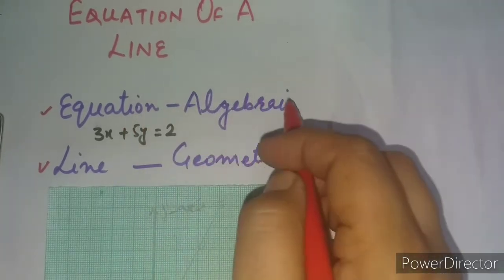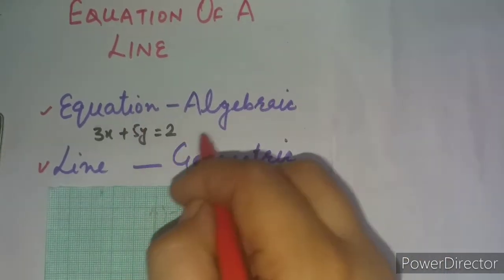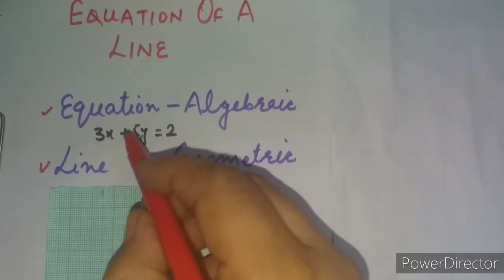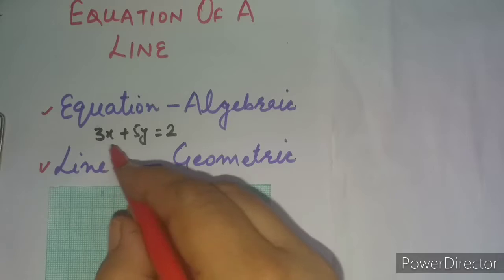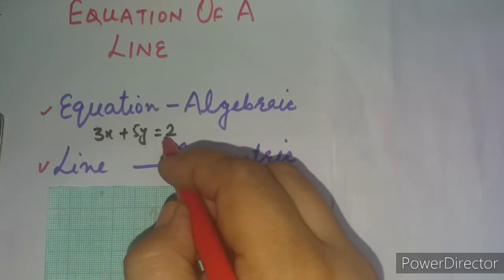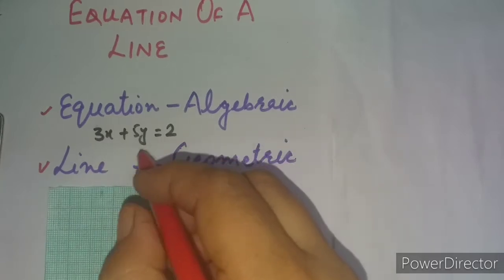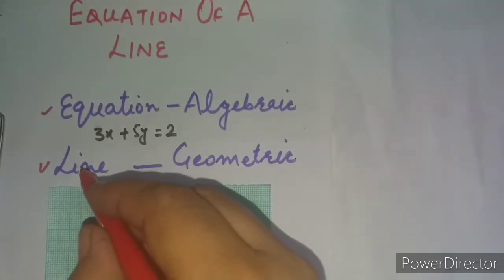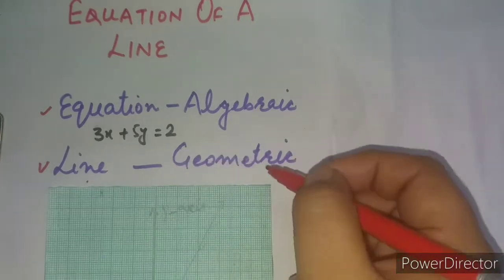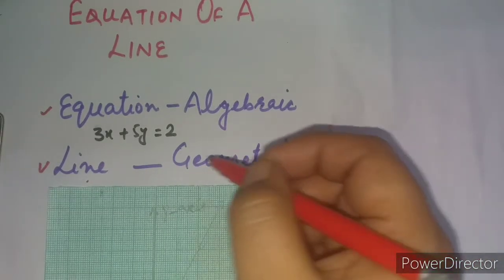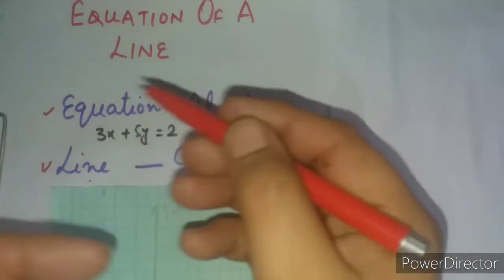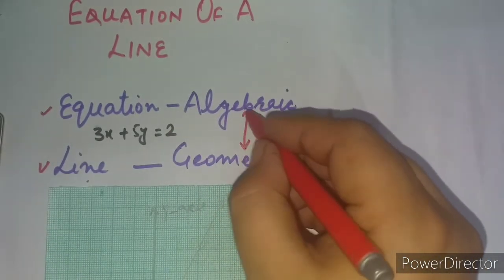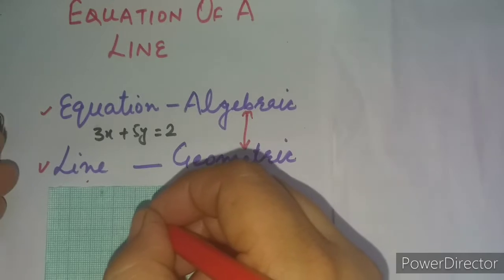Equation is something related to algebra. Algebraic equations, so many you have seen, like linear equations, quadratic equations. Such equations you have seen a number of times in previous classes and in this class also, right? Then there is another word, that is line. Whenever we think about a line, line means something related to geometry. Now equation of a line, how we are going to club this algebra with this geometry, this is the beauty of this topic, right?